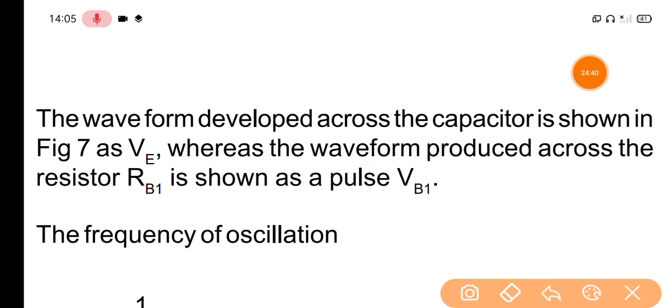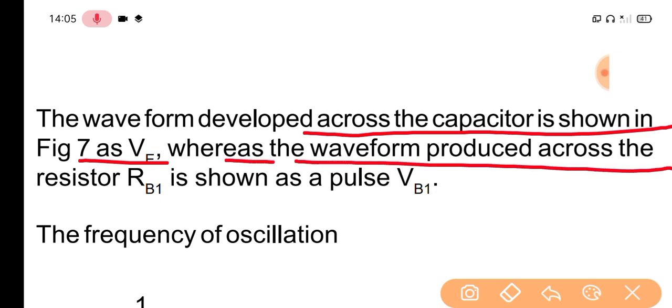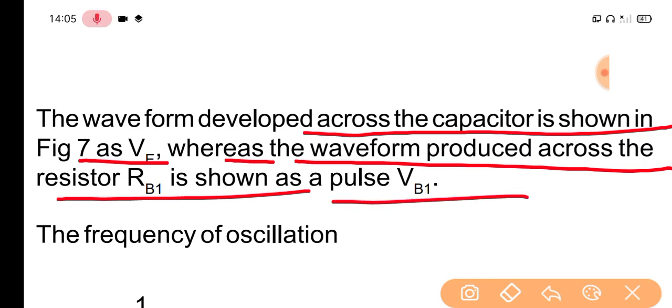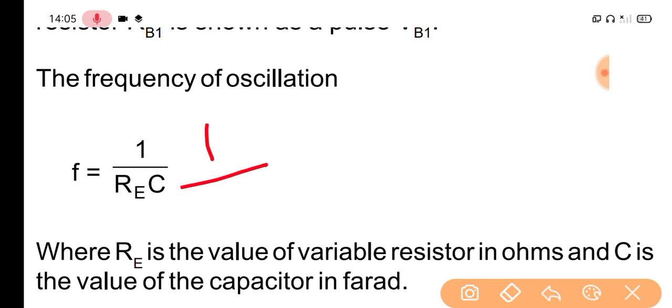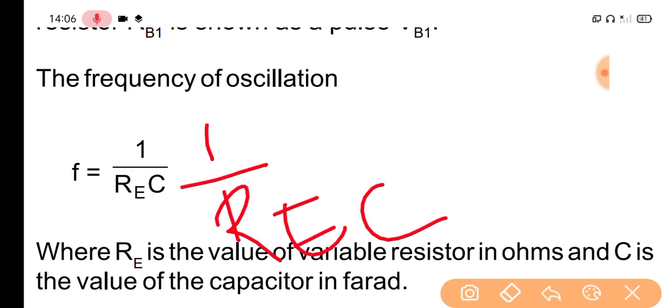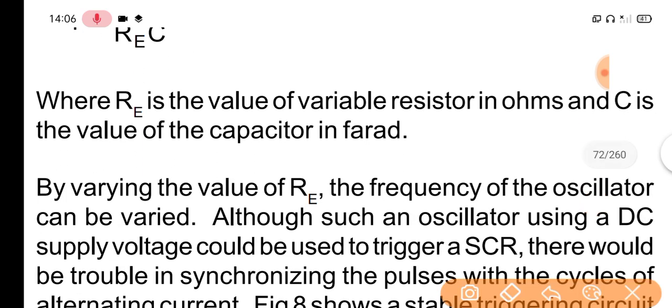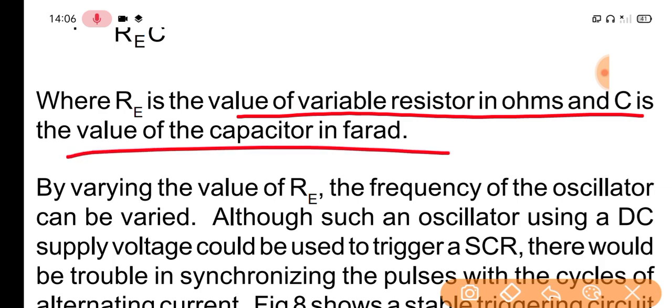The waveform developed across the capacitor is shown in picture 7 as V, whereas the waveform produced across the resistor RB1 is shown as a pulse VB1. The frequency of oscillation is 1 by Re into C, where Re is the value of the variable resistor in ohms and C is the value of the capacitor in farad. By varying the value of Re, the frequency of the oscillator can be varied.